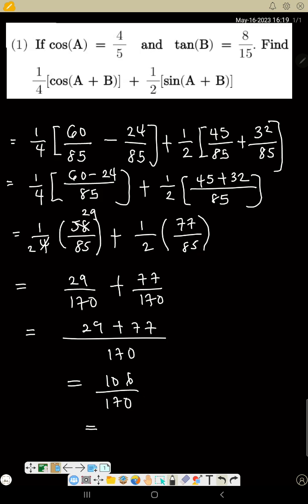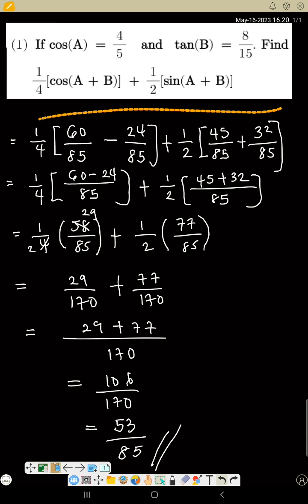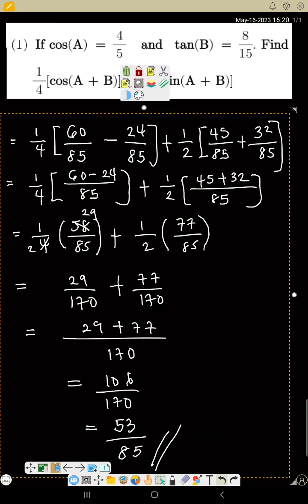So we can reduce this to the lowest term. 2 in 106, that is 53, divided by 2 in 170, that is 85. So the final answer is 53 over 85. So that is the answer to that number one. So let's see second question.